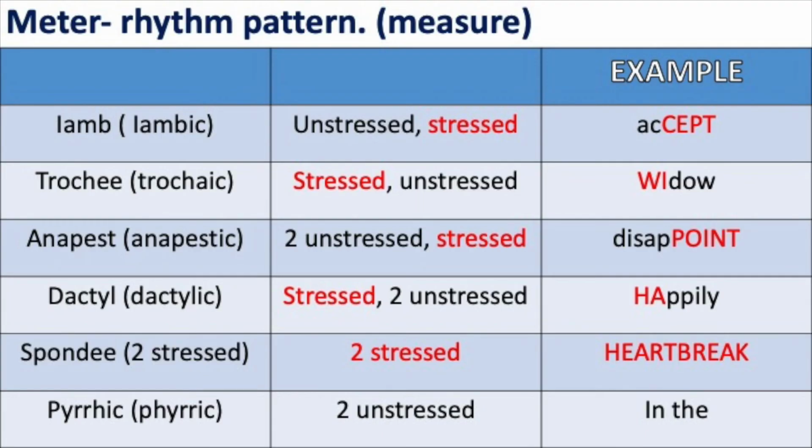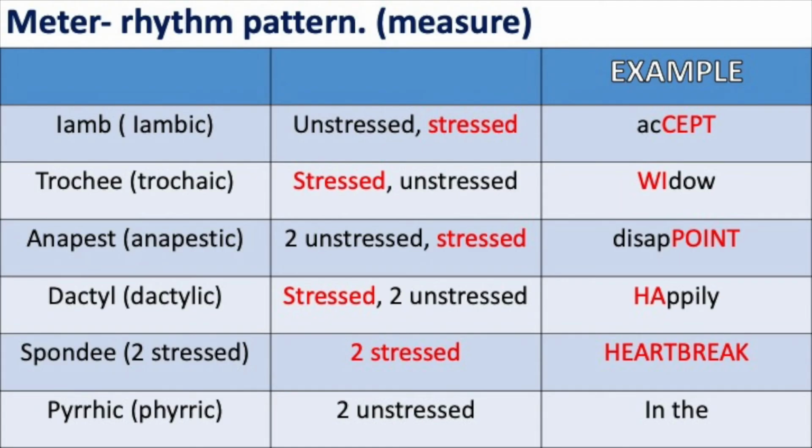Next, we have the meter. Meter is the rhythm pattern, or the so-called measure. We have different meters here. We have iamb or iambic. It is unstressed, followed by stressed. Example, "accept." The black is the unstressed or unaccented syllable, and the red is the stressed or accented syllable.